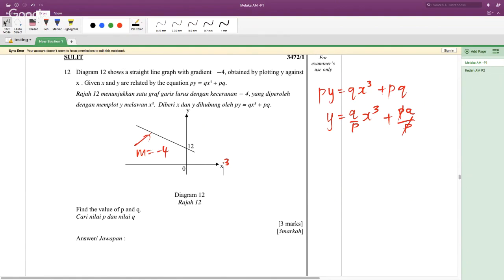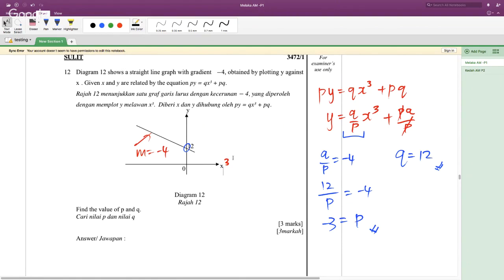If this is x cubed, then everything makes a lot of sense, because our gradient equals -4, so q over p equals -4. And we know our vertical intercept equals 12, so q equals 12. I substitute it back: 12 over p equals -4, so p equals -3. If this were x to the power of 1, I don't think I can do that.